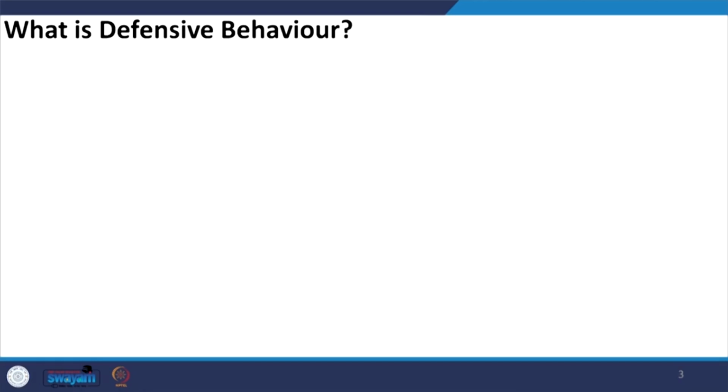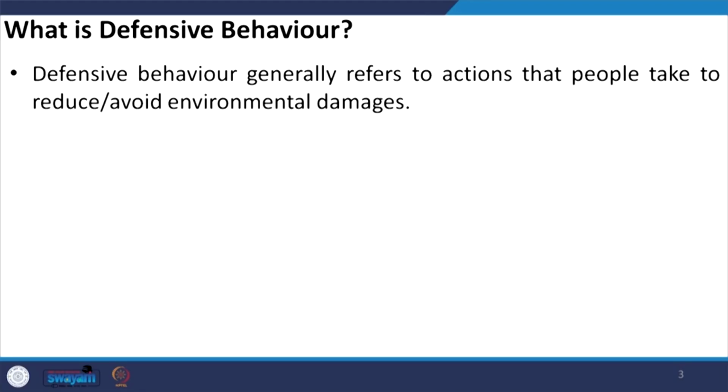So, let us start with the very meaning. What is defensive behavior itself? When you say it is defensive behavior, that means our behavior is intended for defending something or in order to avoid something bad. If we are interested in defending or avoiding a particular bad, then our behavior will express the same thing: how to defend, how to avoid the bad.